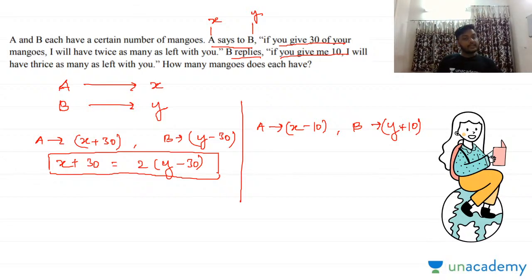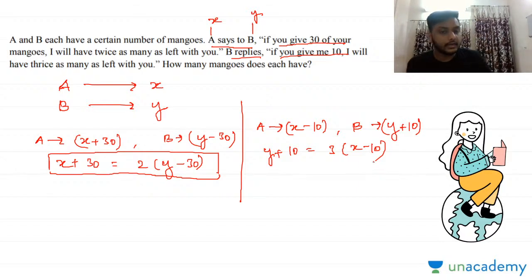And now B says, what will happen at that time? I will have thrice as many as left with you. Now B is saying that at this point of time the number of mangoes that I will be having will be 3 times your number of mangoes. Which means the number of mangoes of B, that is Y plus 10, will be 3 times the number of mangoes of A, that is X minus 10. How many of you are clear with this now?